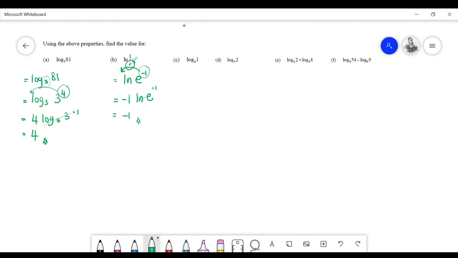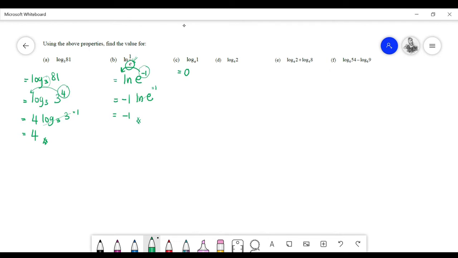So see, very easy. Log with base a of 1: any log with a base where the argument is 1 will be equal to 0. Very easy. So how about d?